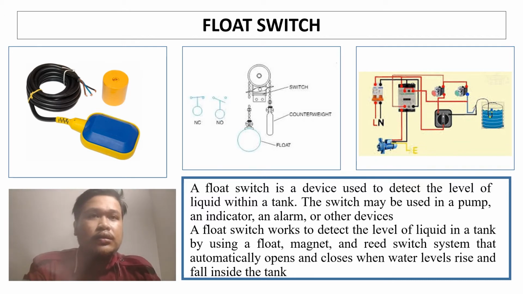A float switch works to detect the level of liquid in a tank by using a float, magnet and reed switch system that automatically opens and closes when the water level rises and falls inside the tank. So usually a float switch is used to detect the level of liquid in a tank. The switch may be used with a pump and or an indicator, alarm, or another device.